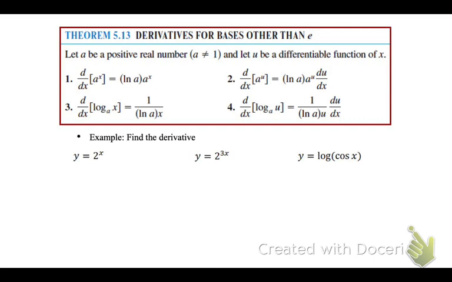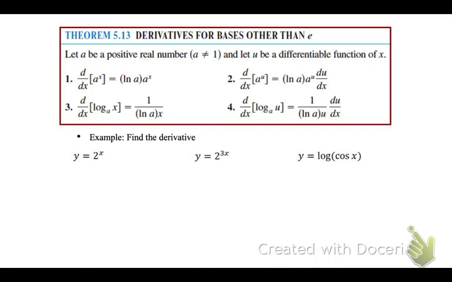Okay, so derivative. Let a be a positive real number. It can't be 1, because if it's 1, you don't have an exponential function, correct? Let u be a differentiable function of x. So again, 1 is an exact form, 2 is a general form that you can use on anything. So the derivative of a to the x is the natural log of a times a to the x.